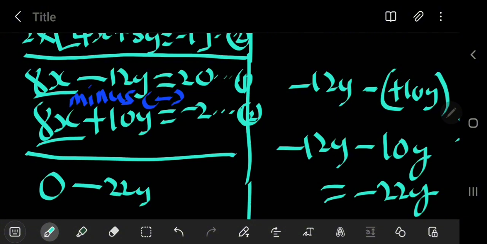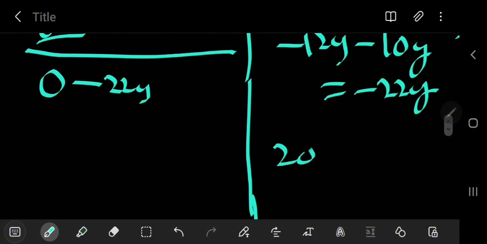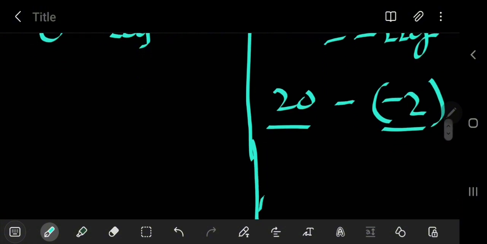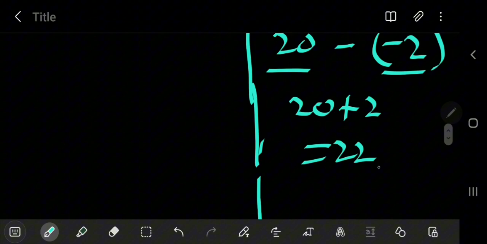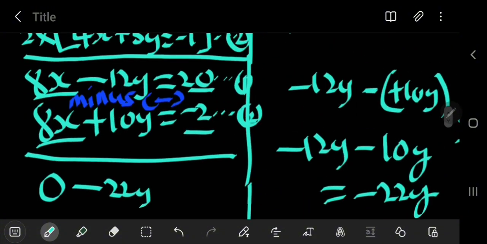And the last but not the least is the numbers on the other side, which is 20 and minus 2. So 20 and what? Minus 2. Don't forget the sign in between them is what? Minus. And open our bracket. We have 20 plus 2, which will give us what? 22. And we come back here and put what?